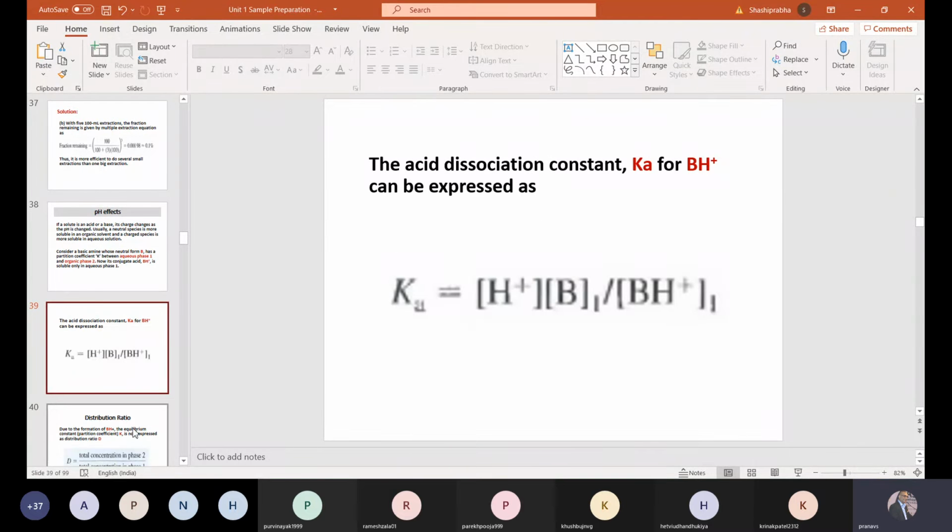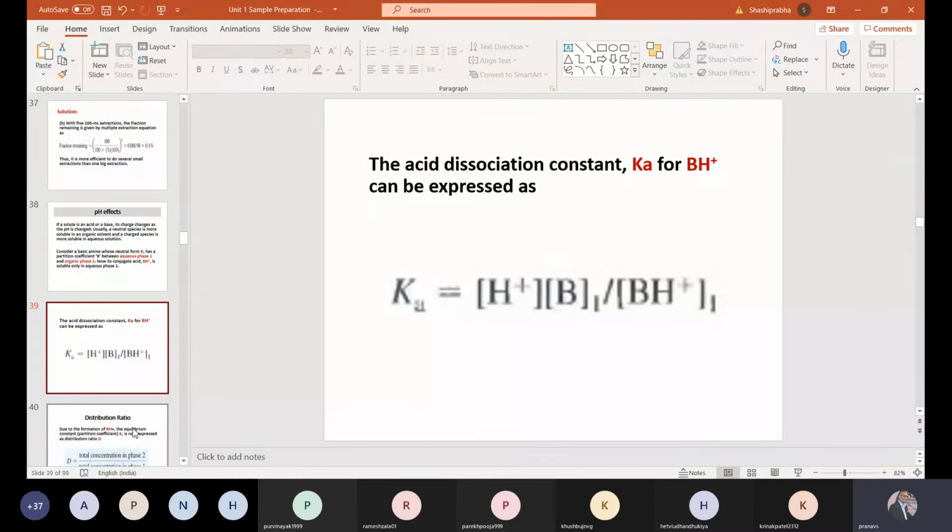Now, the moment we have the conjugate acid for that base B, it will have a dissociation constant. That means it will dissociate. And because this is the conjugate acid for that base B, it will again have an equilibrium in that same system.